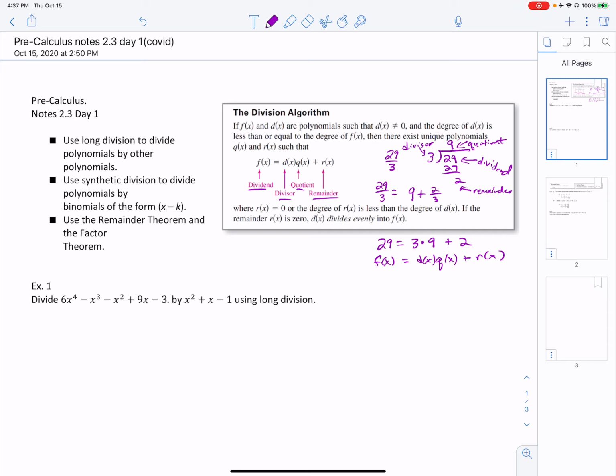And so when I divide this using long division, this is what I'm dividing by, so that is my divisor. This is what I am putting underneath the division symbol. This is my dividend. And so I'm going to write x squared plus x minus 1 and divide that into it.